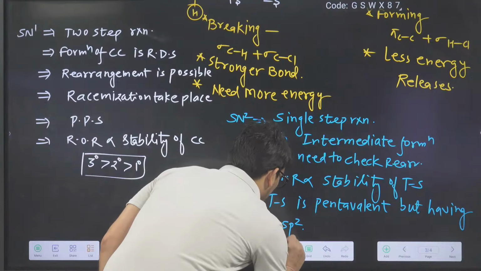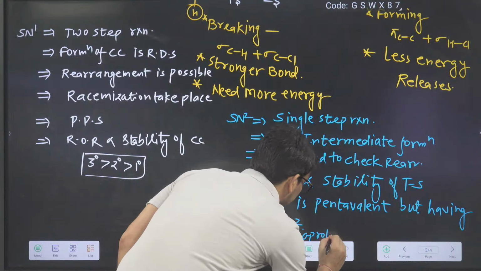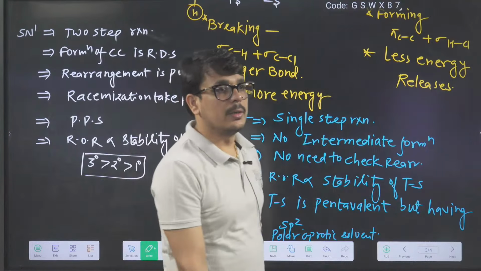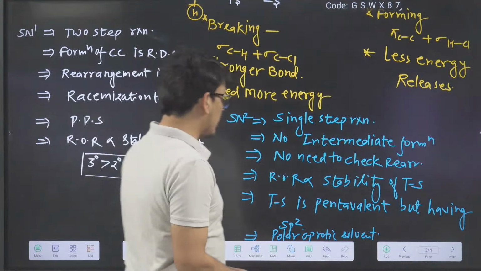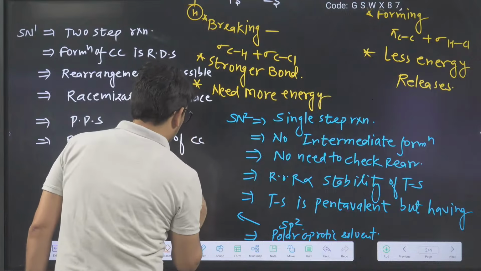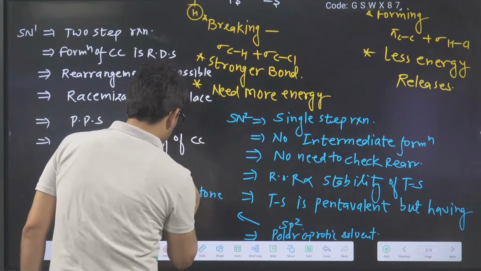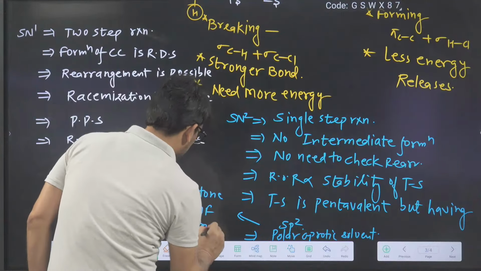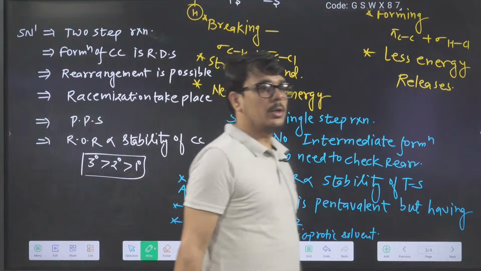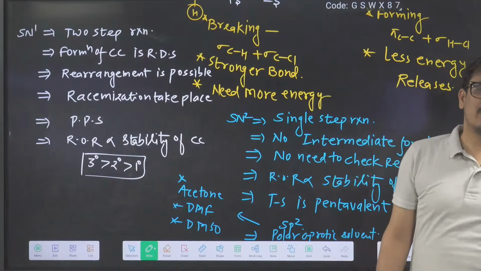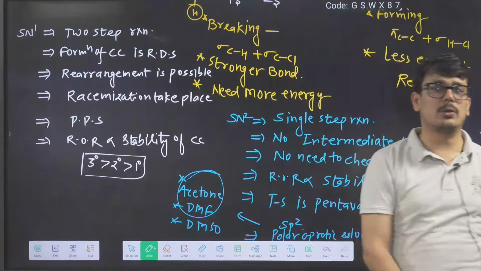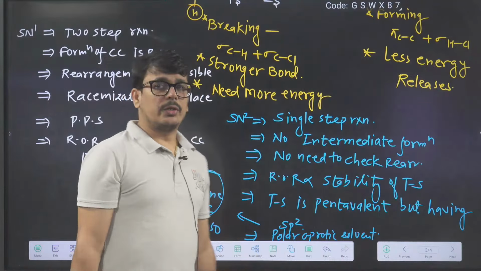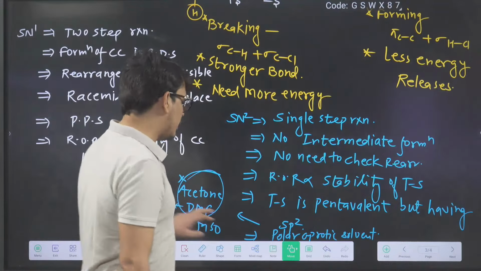Last thing here, which type of solvent do we need? Polar aprotic solvent is needed. Clear to everyone, yes or no? Polar aprotic solvent examples I'm writing here, maybe you will get confused. One of them acetone, one of them DMF, one of them DMSO. Acetone, DMF, DMSO, so many are there, but mostly in NCERT you find the first two, acetone or DMF. So these are the features of which reaction? SN1 and SN2.